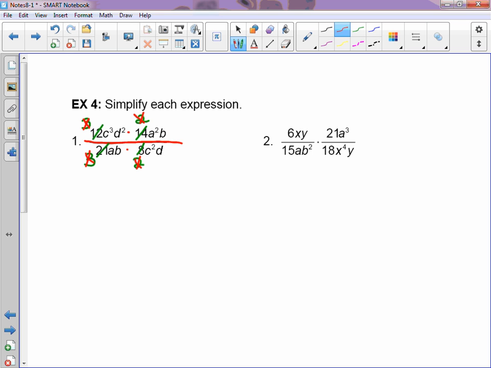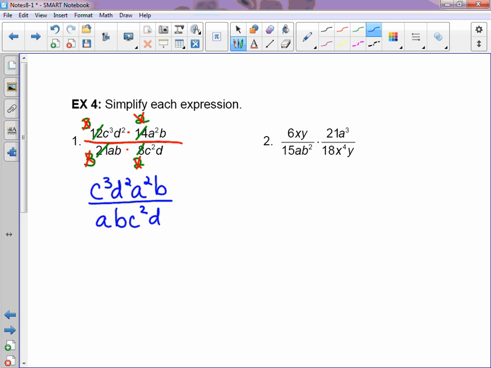This is getting messy, so maybe go ahead and write down what we have left. It doesn't have to be in any particular order. It's kind of up to you.